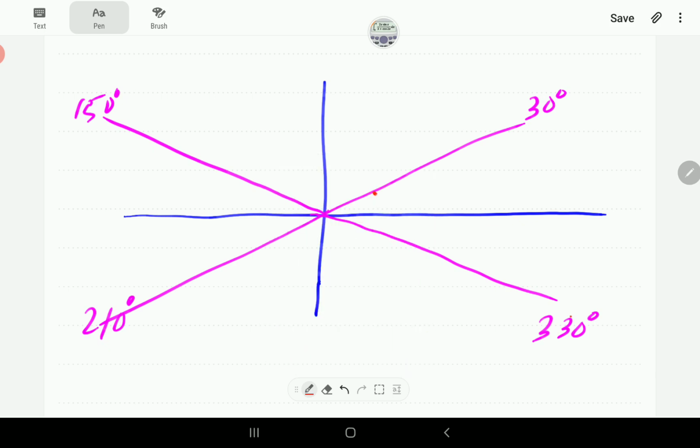So the smallest angle between the terminal side and the horizontal axis is 30. That's 30 there, that's 30 there, and that's 30 there. So this is telling us that 30, 150, 210 and 330 are related because they've got the same ref theta.